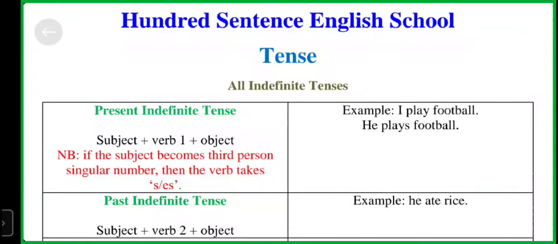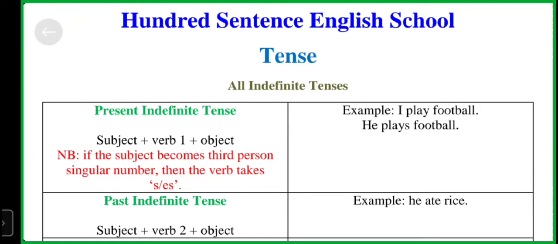Could you please give me an example of an interrogative and negative sentence in present indefinite tense? Negative and interrogative sentence. Sure. For interrogative: Do you eat mango? Okay. Any other example?